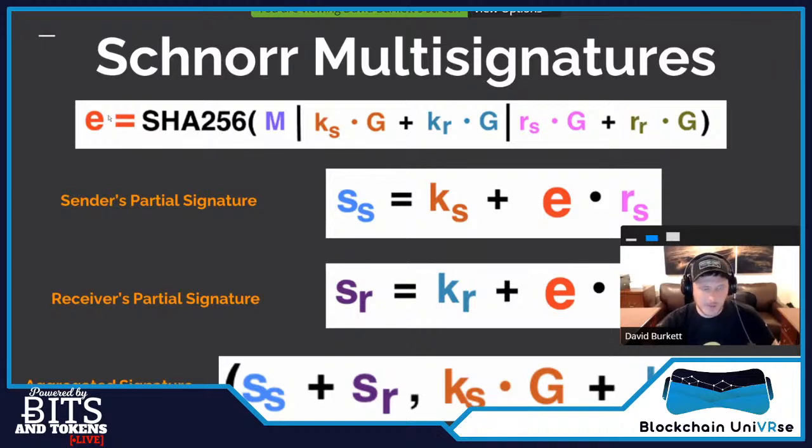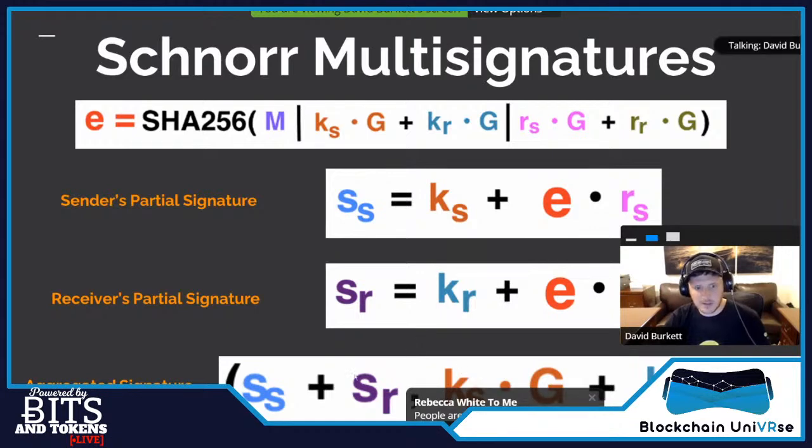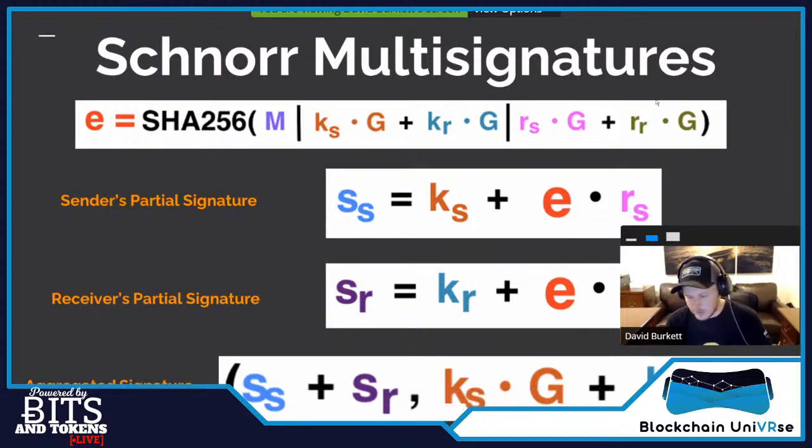And then if you do that, everybody can calculate E. Both the sender and the receiver can create part of a signature, this SS and SR, using their own private keys and nonces. And then they can just add them together. So you see the aggregated signature down here. It ends up being the same size. It ends up just being the two S's combined and the two public nonces combined. And that proves that together they know the private keys belonging to their committed public keys. And this is what Grin uses to build transactions, to sign them.